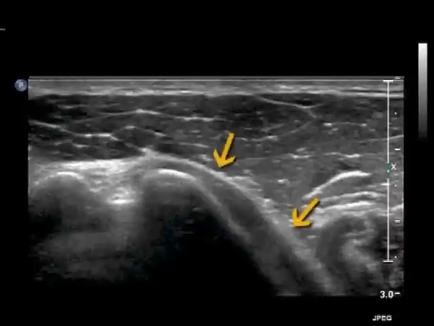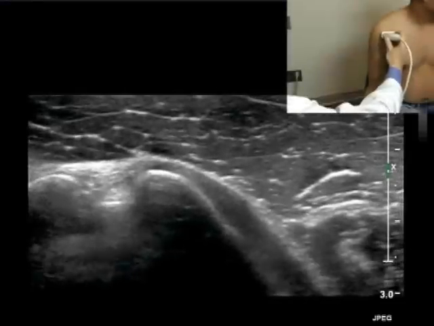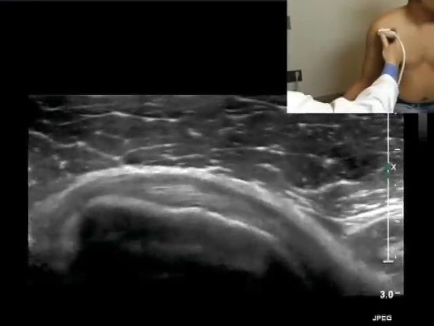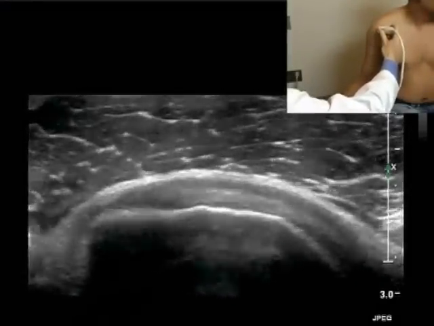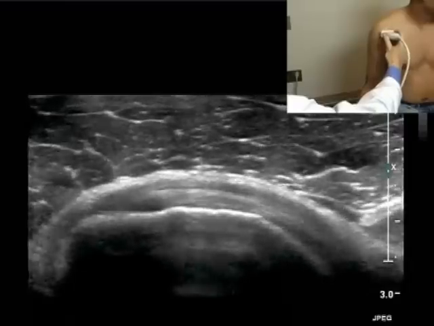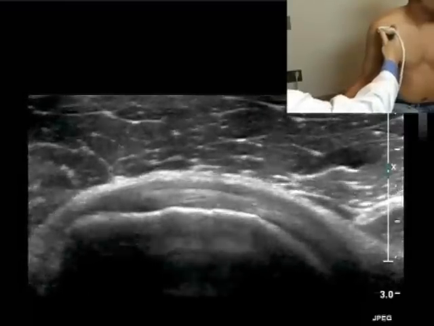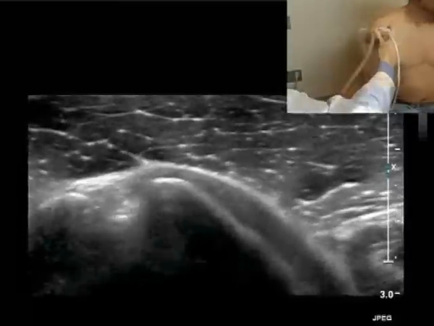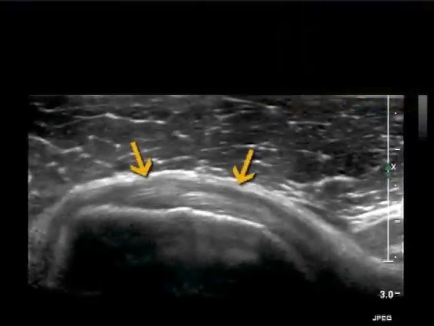In this neutral position, the subscapularis tendon courses obliquely to insert onto the lesser tuberosity and will appear hypoechoic from anisotropy. The patient is then asked to externally rotate the shoulder by moving their hand laterally. This maneuver stretches the subscapularis tendon so that it is perpendicular to the ultrasound beam, eliminating anisotropy. The normal subscapularis tendon is now seen in long axis as hyperechoic and fibrillar.